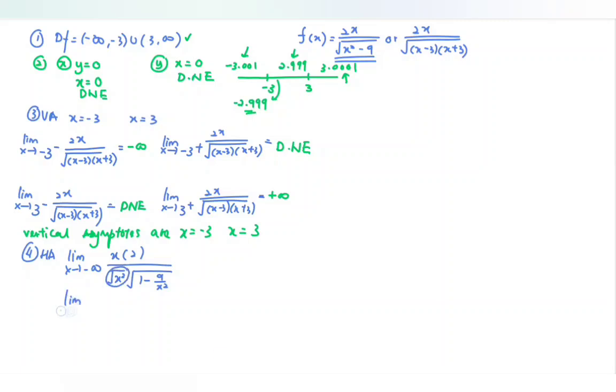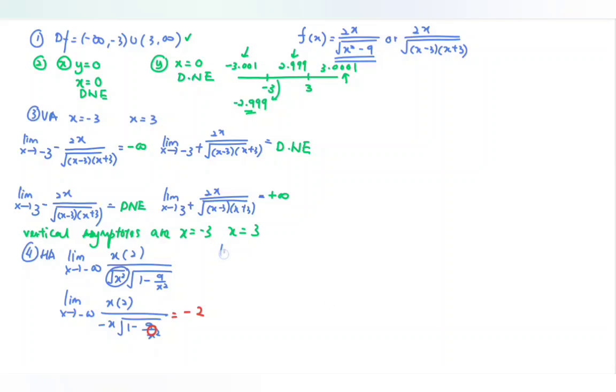So rewrite the situation. Here we have x bracket 2 over, here we have negative x square root of 1 minus 9 over x squared. So kindly refer to the situation. If we substitute negative infinity, here we will have 0. So referring to the situation, here we will have negative 2 over 1. So here we will have the horizontal asymptote y equals negative 2.